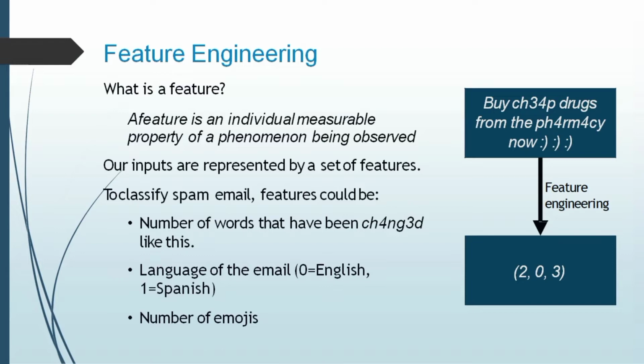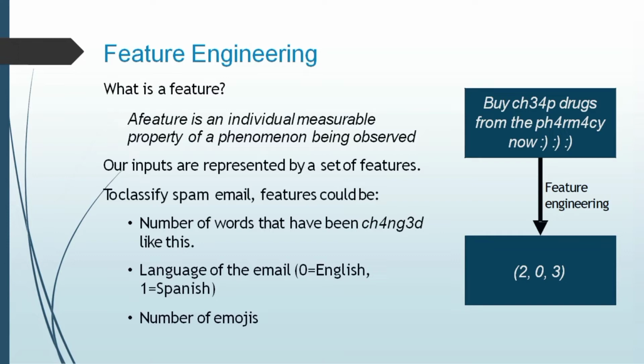Next is feature engineering. A feature is an individual measurable property that is being observed, meaning our input is represented by a set of different features. If you are classifying spam email, the features can be the number of words, the language of the email, or the number of emojis. If a professional mail is sent by a company or organization, it may not contain emojis, it may have proper English language, and a proper format. The words will be different. So these are the things by which we identify spam email.